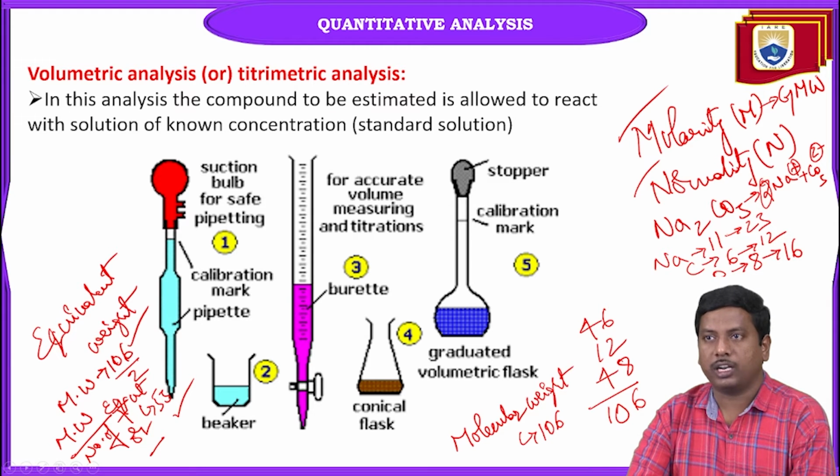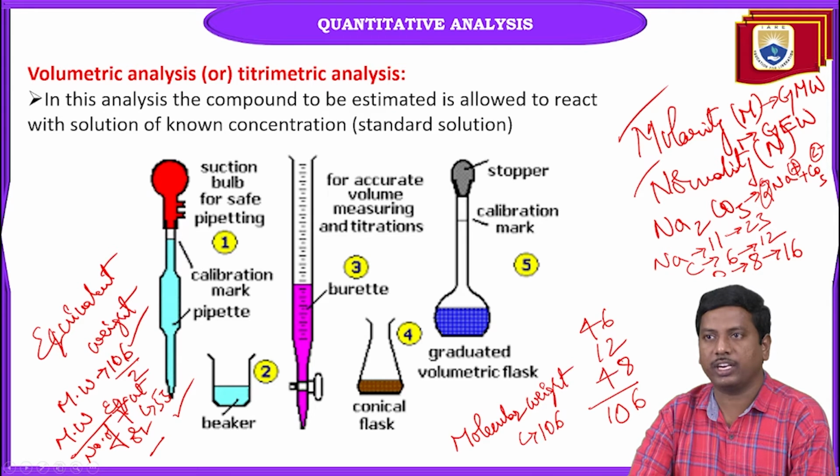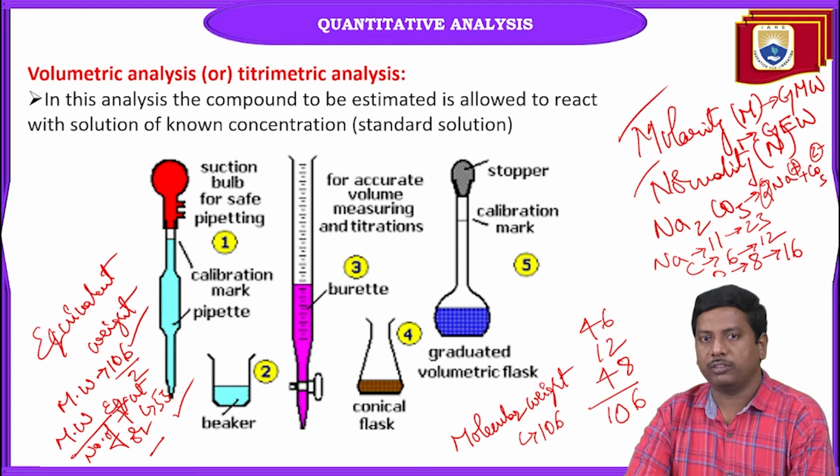GMW. For normality, we use the gram equivalent weight, GEW. So this is the difference between the gram molecular weight and gram equivalent weight. The total number of gram moles of the solute present in 1 liter of the solution is called molarity, whereas the total number of gram equivalents of the solute present in 1 liter of the solution is called normality.